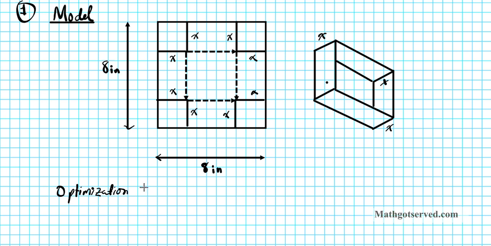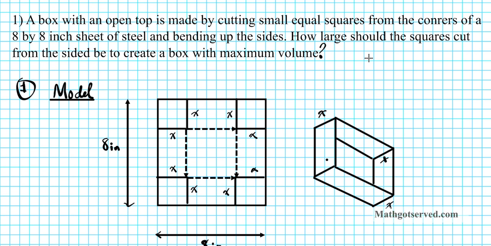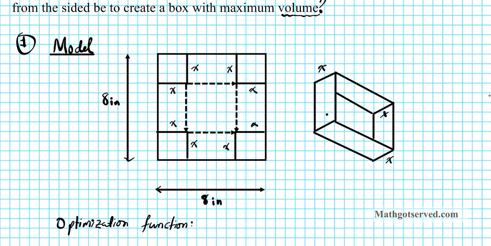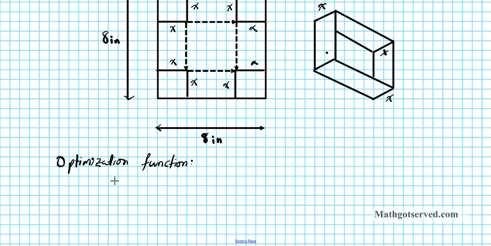You can call it the primary function too if you want. So, optimization function, let's look at the problem. We're asked to determine the square cuts that will create the maximum what? The maximum volume. So we are optimizing, or maximizing, the volume in this case. So what is the volume here of this shape?